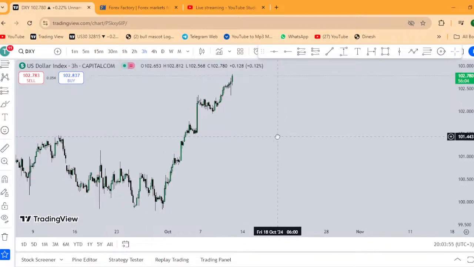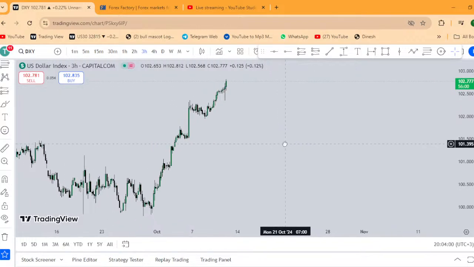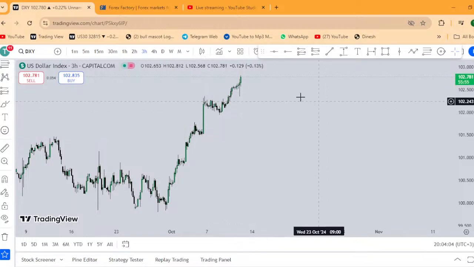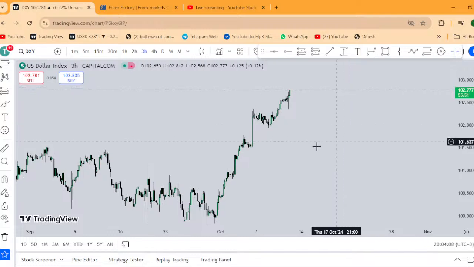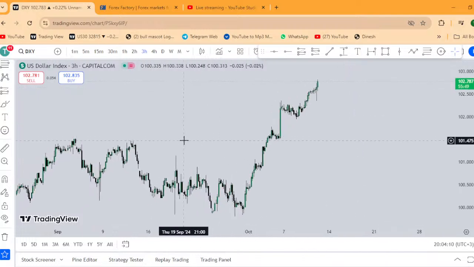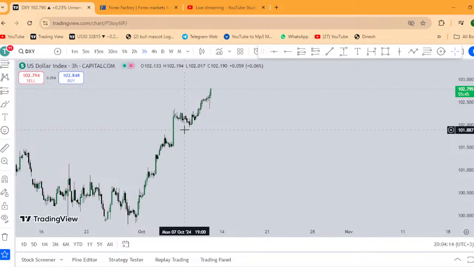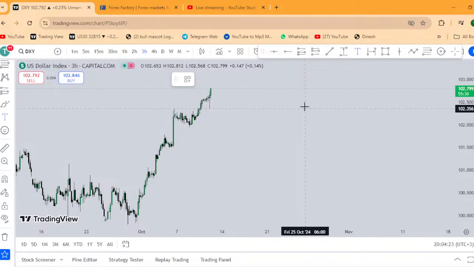So we all know that the main currency which moves the forex market, or which moves the global economy, is the US dollar. So today we are going to be playing around the DXY and seeing some approaches. As a trader, let's say you want to start your technical analysis. What are the things you should be focusing on?